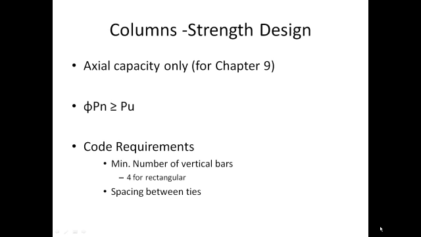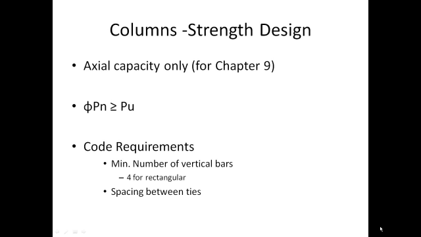Again, what other code requirements are you going to see on page 264? Well, one thing, they talk about the minimum number of vertical bars. They'll talk about the minimum number for a rectangular column being 4 bars. And if you're using some sort of triangular shaped ties, 3 bars. And even if you're using spiral columns, to get good connection between the vertical steel and the spiral, they'll talk about the minimum being 6 bars. So they'll talk about those things.